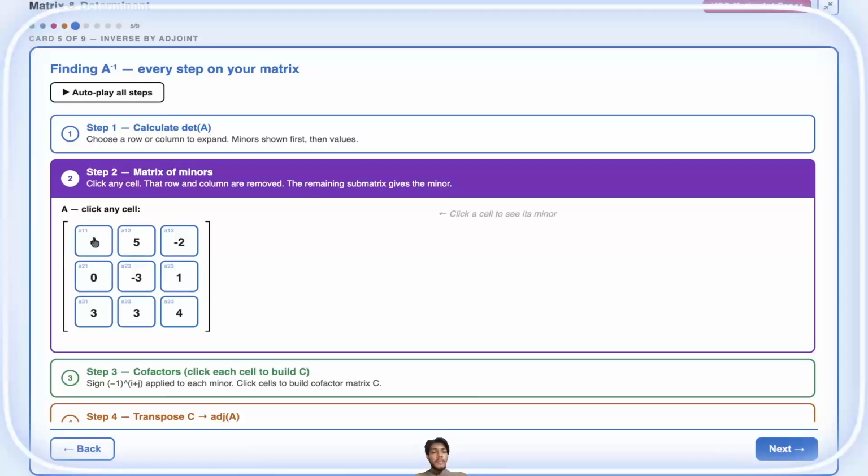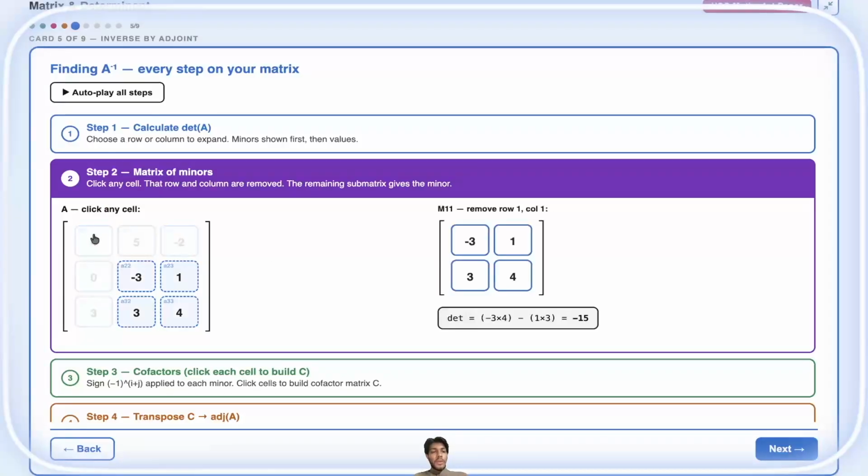When we say minor for this element, we exclude its row and column, and the rest of the elements form a matrix, and we call this the minor for that element. If we say minor for this element, we exclude this whole column and whole row, and the rest of the elements form this minor matrix for this element. For this element, same way, we exclude the row and column, and the matrix formed by the rest of the elements is the minor for this element.